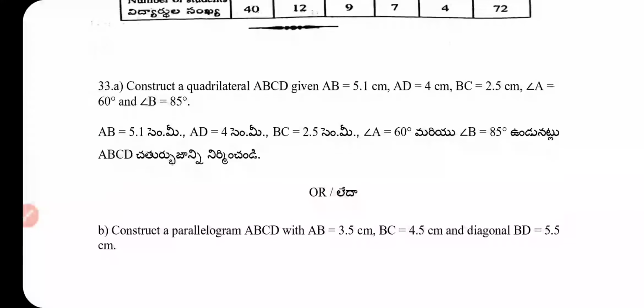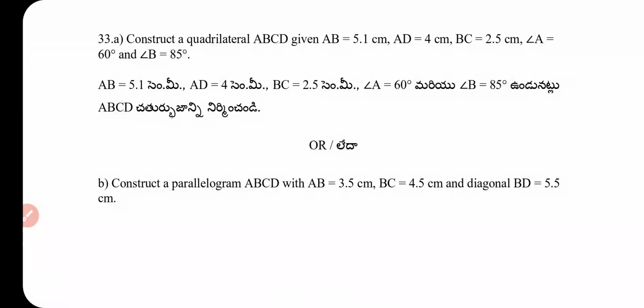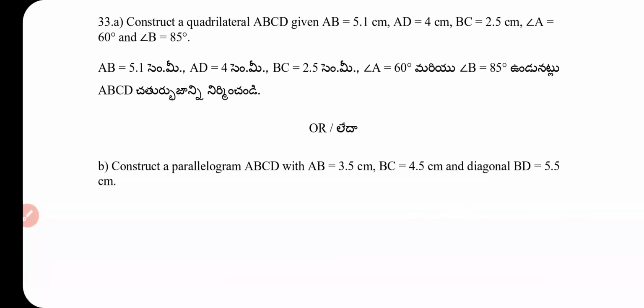And question number 33. Construct a quadrilateral ABCD given AB equal to 5.1 centimeters, AD equal to 4 centimeters, BC equal to 2.5 centimeters, angle A equal to 60 degrees, angle B equal to 85 degrees. Or construct a parallelogram ABCD, AB equal to 3.5 centimeters, BC equal to 4.5 centimeters, and diagonal BD equal to 5.5 centimeters.